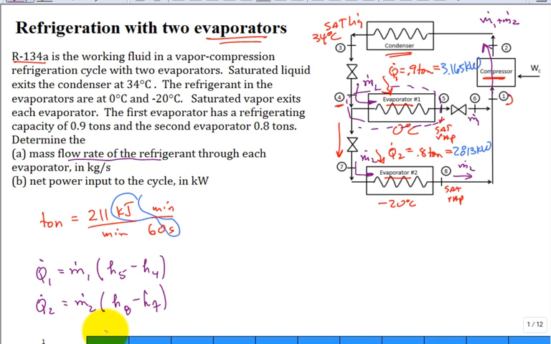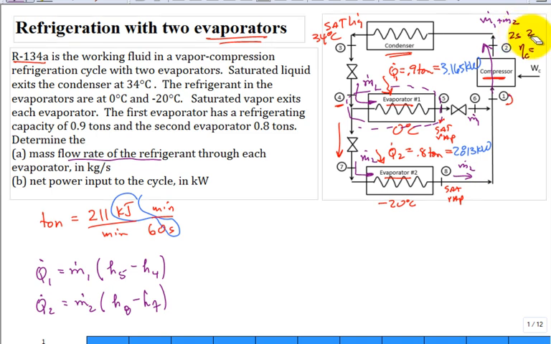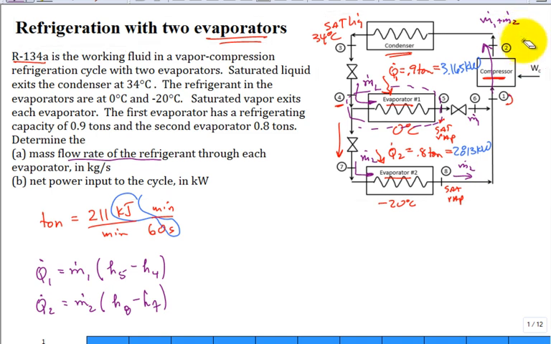So strategy for this type of problem, even before we get to part B, we get a table of properties. How many states are you going to have? Well, they labeled the states for us, right? And they didn't give us any efficiency of the compressor, so we don't have to worry about 2s and 2 actual. Just talk about state 2. And so you would make a table. Here's my state: 1, 2, 3, 4, 5, 6, 7, 8.